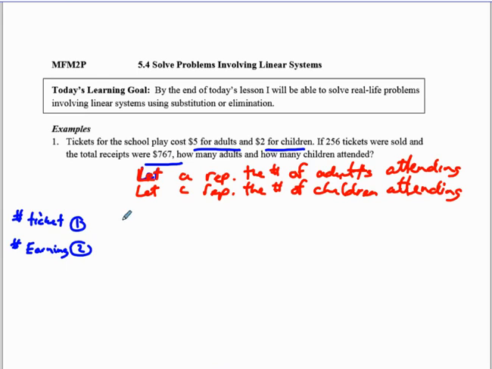So we know that the total number of adult tickets plus the total number of children tickets is going to equal 256. We know that every adult ticket brings in $5. We know that every child ticket brings in $2. And we know on that day when they sold all their tickets, they had that much.